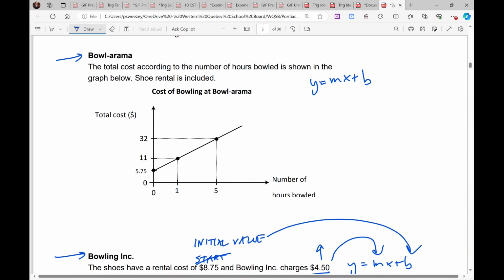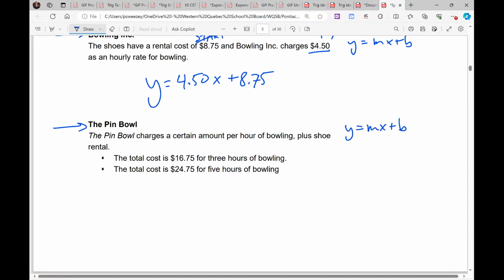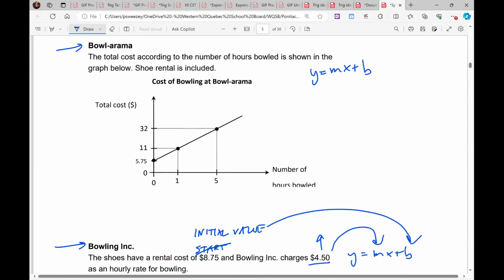The next two, they're either going to present it to you in a graph, or they may just give you 2 points. We'll get into that later on.